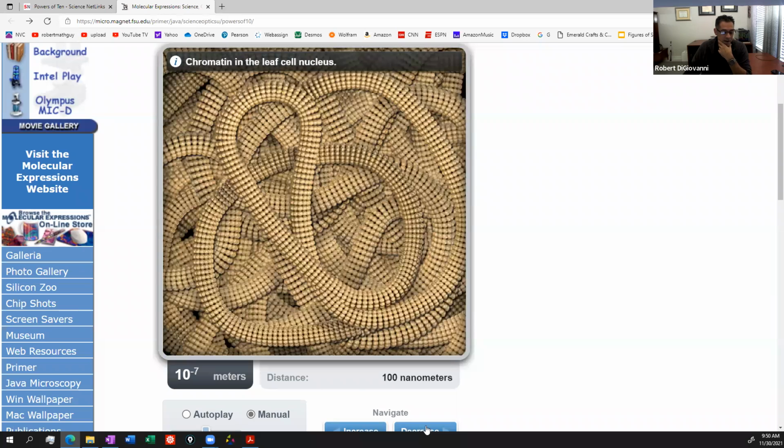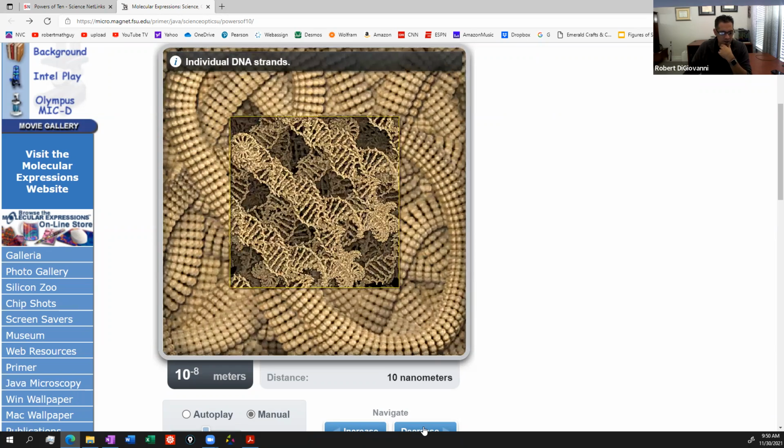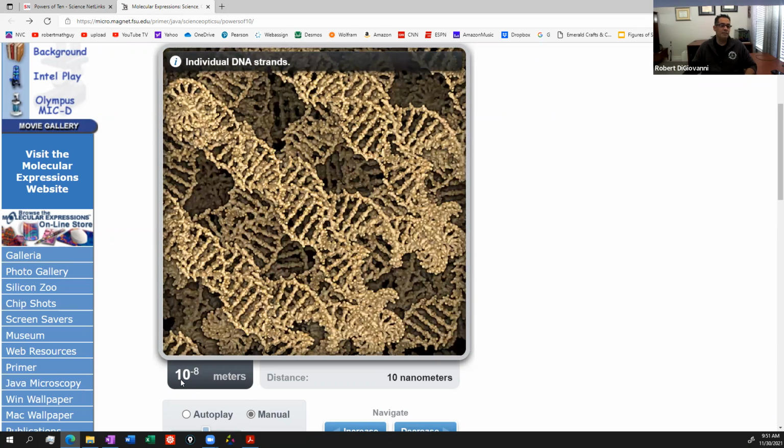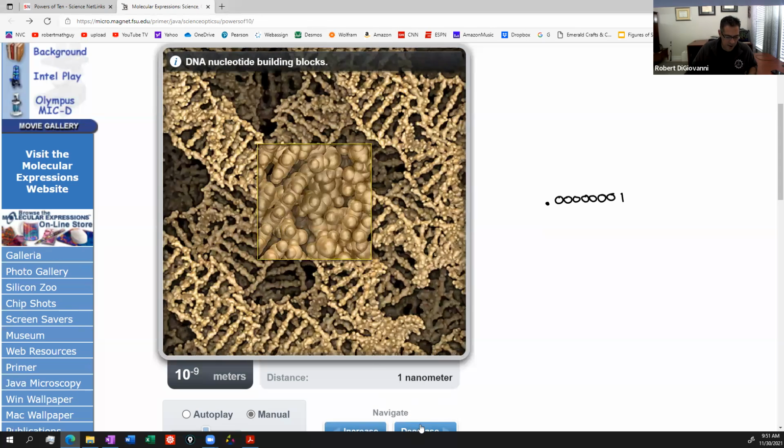10 to the -7, how do you say this? Chromatin? I'm not a biology person, so keep zooming in. You can actually see 10 to the -8. So 10 to the -8 looks like this, 0.000000001. That's how small this number is, and you can actually see the DNA strands of the leaf. Keep going. 10 to the -9.